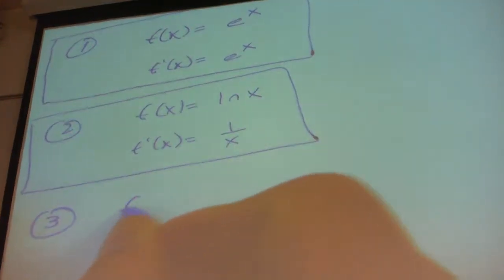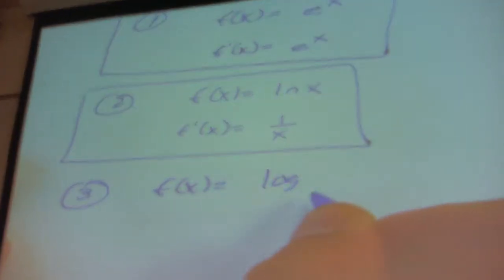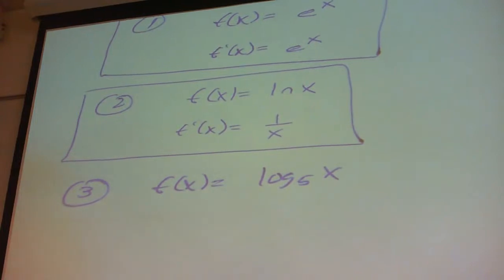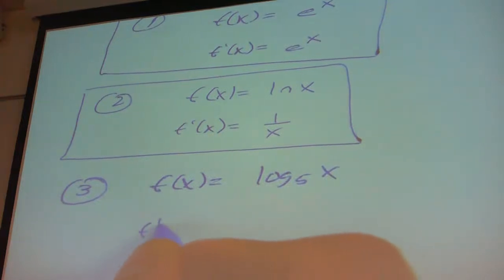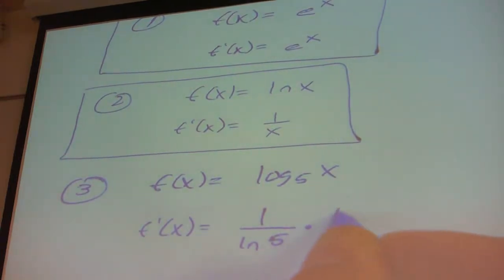Go back to our special case. If you had log, let's say log base 5 of x. Let's just pretend the base was 5. The derivative, because of what we just went over, is 1 over the ln of whatever the base is. What's the base in this case? 5. And if it was 6, I put 6. If it was 7, I put 7. If it was 10, I put 10. Times 1 over x.